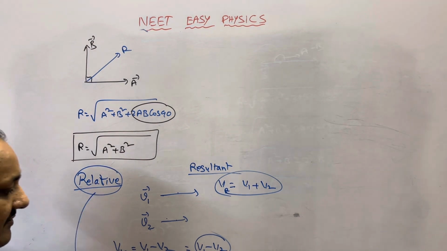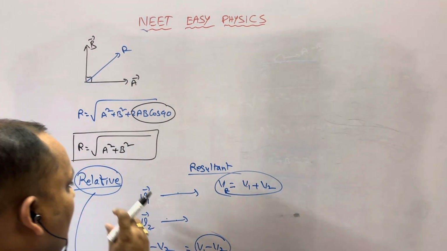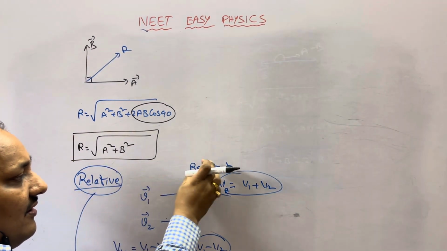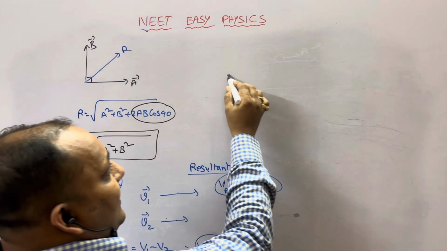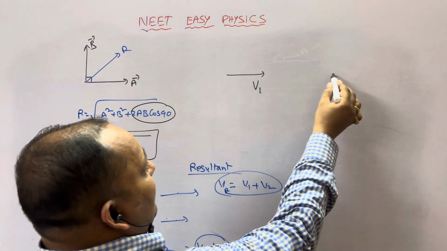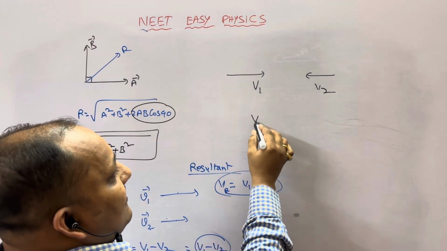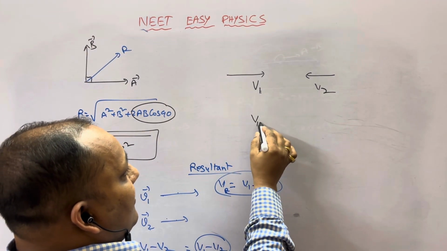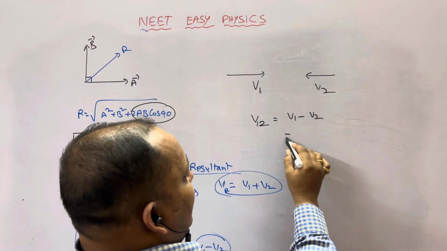But relative velocity, we wrote v2 minus v1 or v1 minus v2. You have to observe whether you are finding relative or resultant. So if both the objects are moving in opposite direction, v1, v2. So what is the relative velocity? Relative velocity of 1 with respect to 2. Our formula is v1 minus v2.